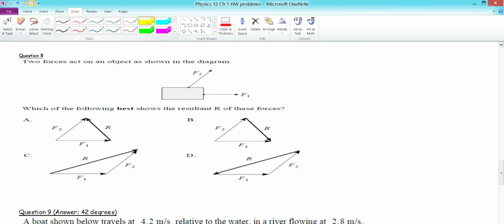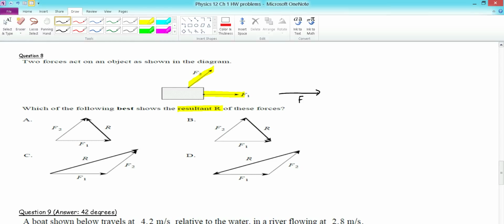All right, so for question number 8, two forces act on an object as shown in the diagram. Which of the following best shows the resultant of these two forces? Now, when you're finding the resultant, all you're really doing is taking your two vectors, F1 and F2, and simply adding them together. So if I add them together, it's going to look something like this.